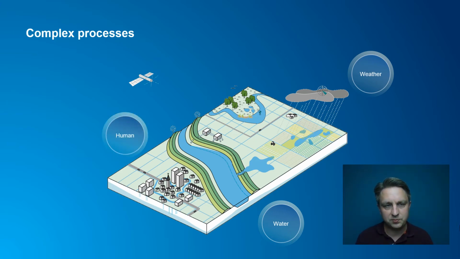Also, another complex process is the humans. They also have an impact on the system. You can open or close controlled structures. You can have an impact on how the water system interacts. That's also something that you need to grasp.